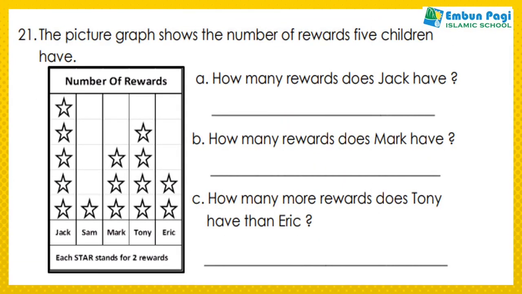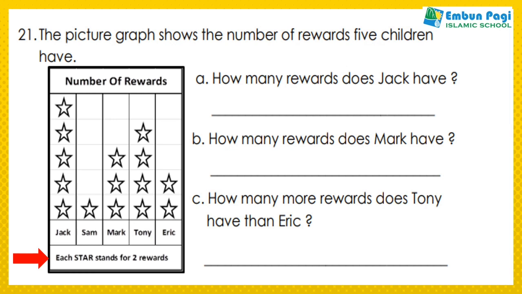Question number 21 is about the picture graphs. You can see that the picture graph is about the rewards. For a picture graph, we must pay attention to the key. The key says that each star stands for 2 rewards. Now let's start to answer all the questions using the picture graphs.